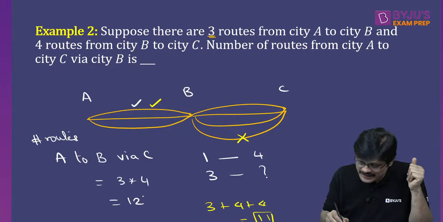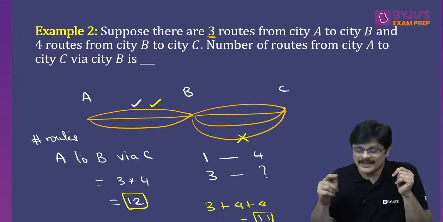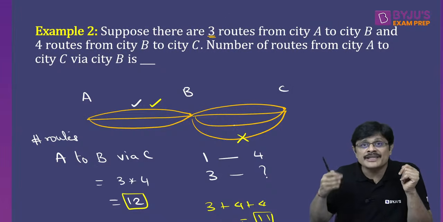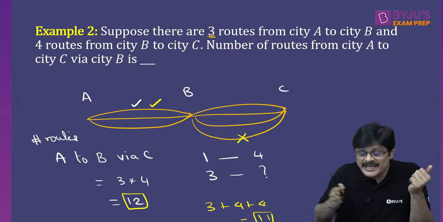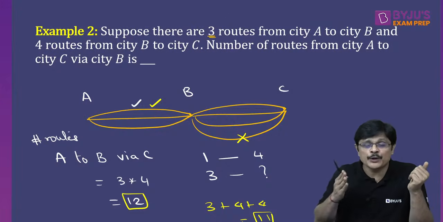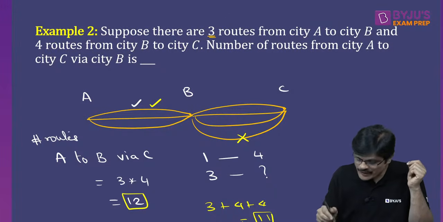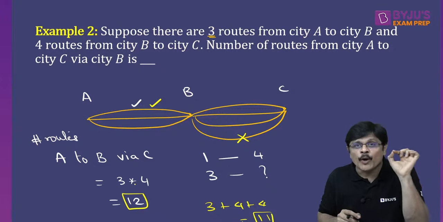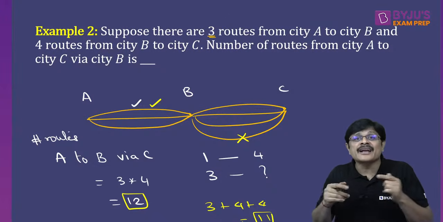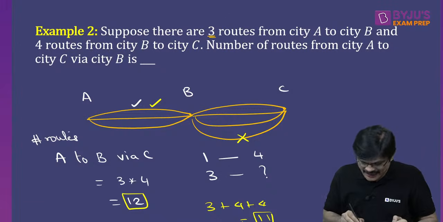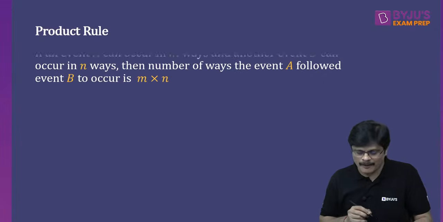So when you say 3 into 4 is equal to 12, there is a condition we applied. The choice of the second route is independent of the choice of the first route. That is, the routes from A to B and B to C are independent of each other. So when you say the answer 12, the point to be noted is that the first choice and the second choice are independent of each other. And this rule which we applied is what is known as the product rule.